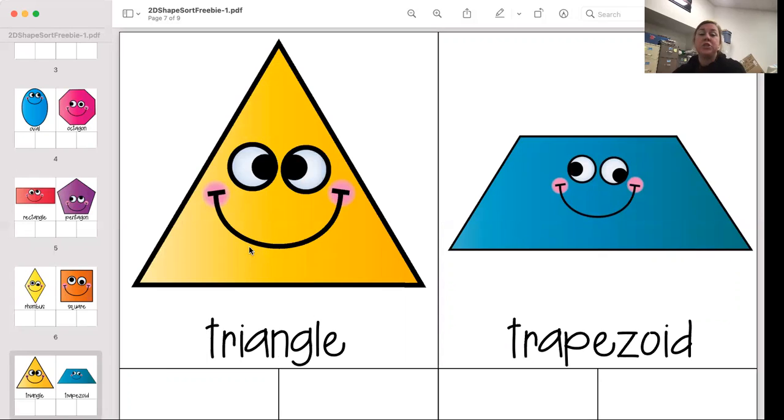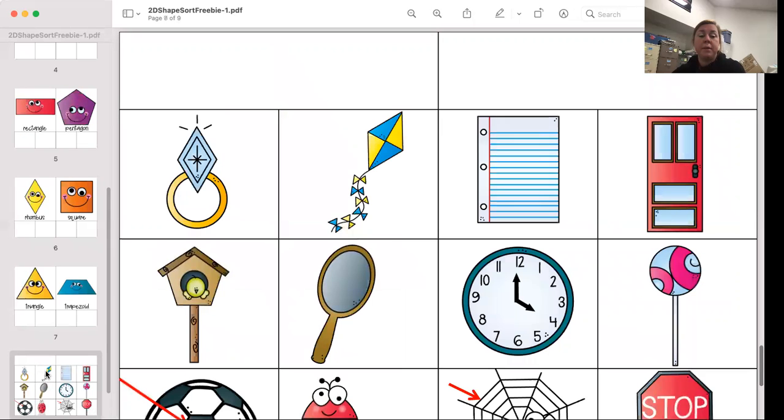Oh, all right. So a triangle. A triangle has 3 sides. Look at that happy triangle. All right. The next one is called a trapezoid. This is kind of a funny looking shape. So these sides are slanted. It has 4 sides, and one side is really long, and then the other side is short. But 4 sides on a trapezoid. Good job.